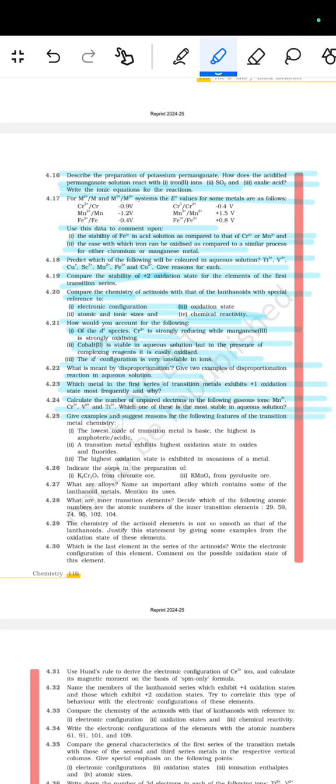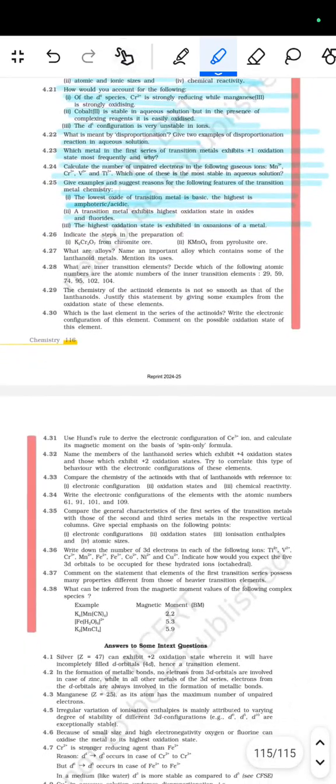Give an example and suggest the reason for the following features of transition metal chemistry. The lowest oxidation state of a transition metal is basic, the highest is amphoteric or acidic. A transition metal exhibits its highest oxidation state in oxides and fluorides. The highest oxidation state is exhibited in the oxoanions of a metal.